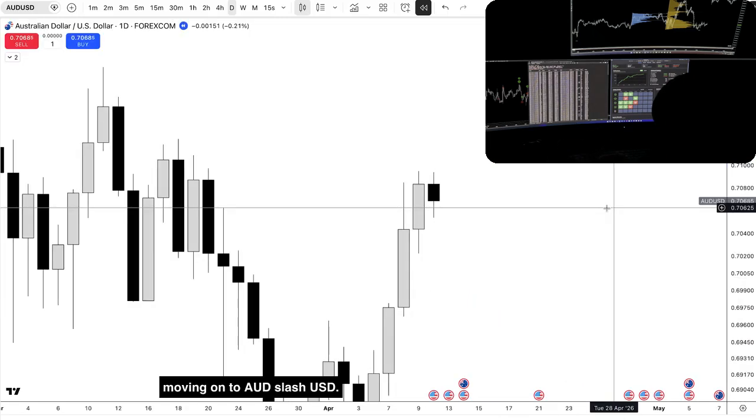Okay, so now we're going to be moving on to AUD/USD. And this is going to be a great example of patience. And sometimes that's going to be required. Actually, a lot of the time that's going to be required.